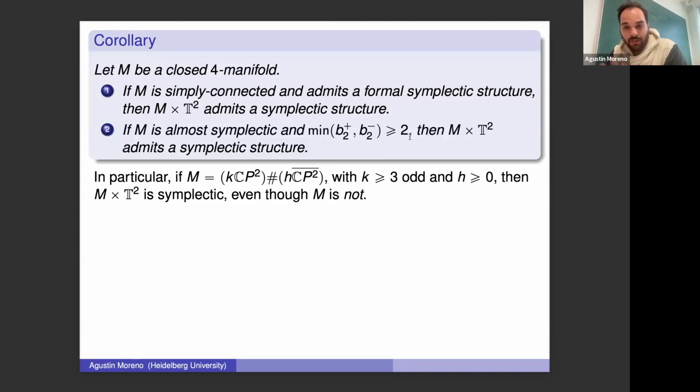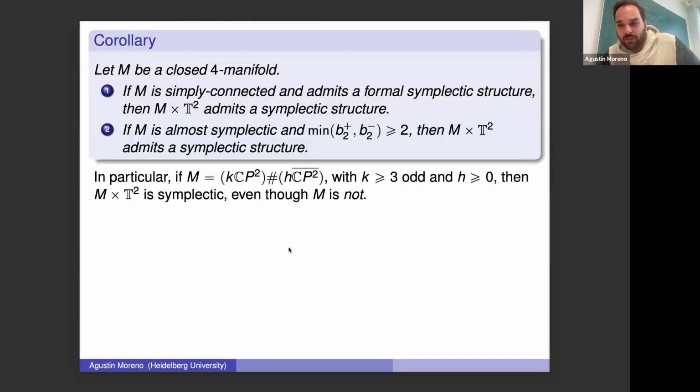So these are the corollaries, and in particular, if you consider the example that Taubes studied, this blow up of connected sums of CP2, as I said before, this is formal symplectic, but not symplectic, but it's simply connected. So the first point tells you that when you take the product with T2, it actually is symplectic. Okay, so in other words, the obstruction they had before for finding a symplectic structure vanishes when you take the product with T2, which is very unintuitive, at least to me. So I don't know, some funny phenomena happening here.